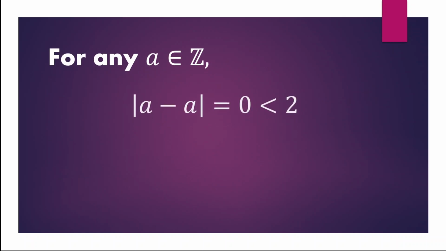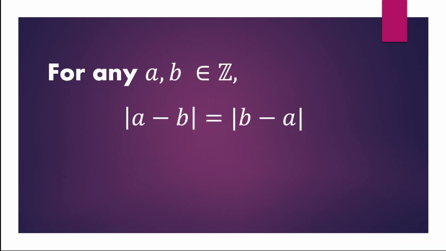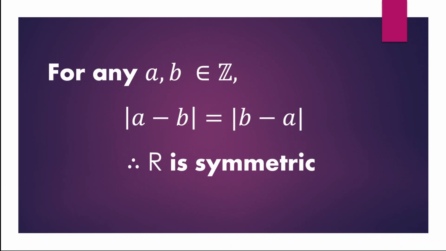We shall first see whether it is reflexive. Now, if you take any integer a, what is modulus of a minus a? It's always 0. And 0 is strictly less than 2. Therefore, any element a is related to itself under this relation, which makes the given relation reflexive. Now, if I take any two integers a and b, we know that modulus of a minus b and modulus of b minus a is the same. Therefore, if modulus of a minus b is strictly less than 2, then modulus of b minus a will also be less than 2. So we get R is symmetric.